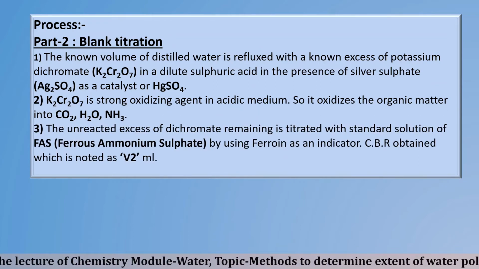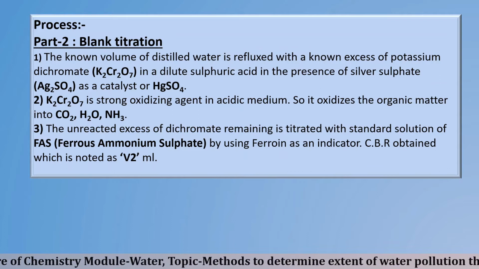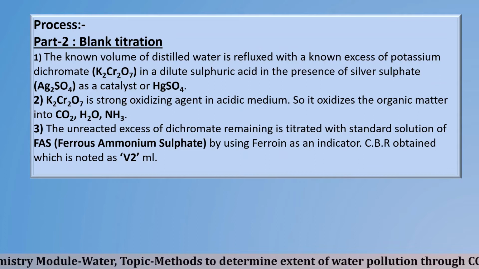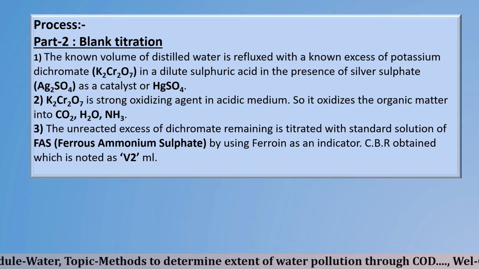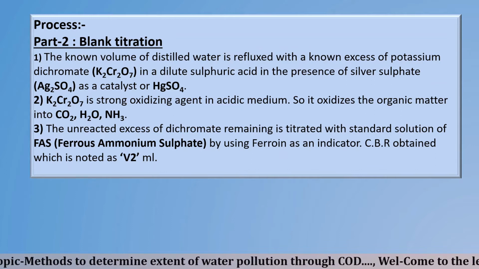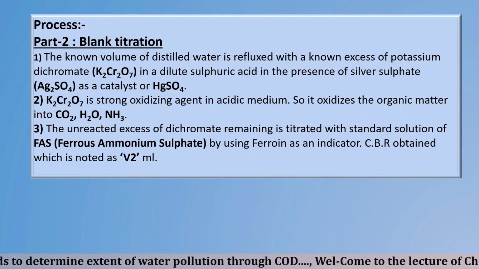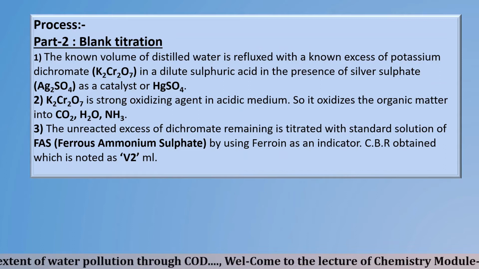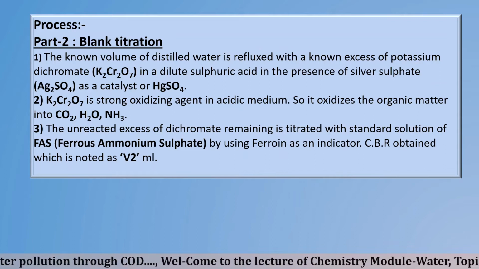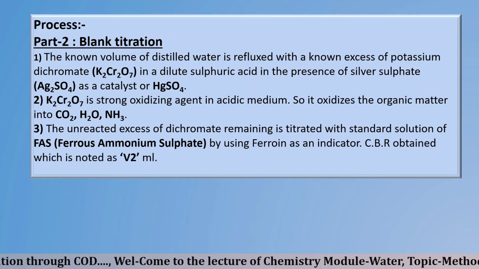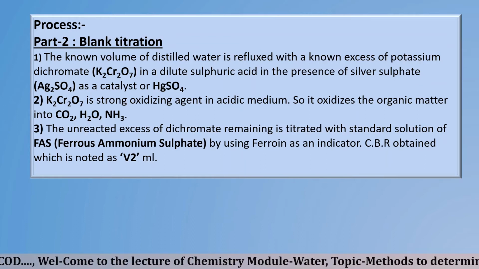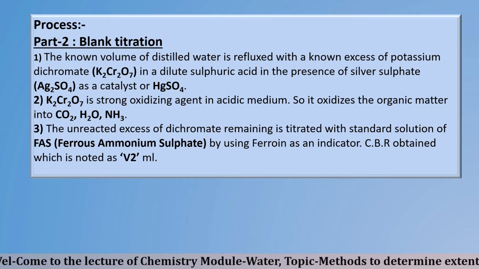The unreacted excess of dichromate remaining is titrated with standard solution of ferrous ammonium sulfate using Ferroin indicator, and the constant burette reading is obtained, that is V2 ml. So V1 is the constant burette reading obtained in part first, that is back titration, and V2 is the titration reading obtained in part second, that is blank titration.